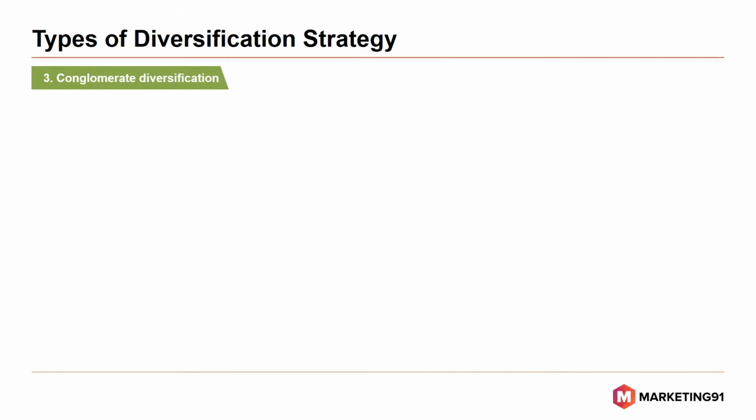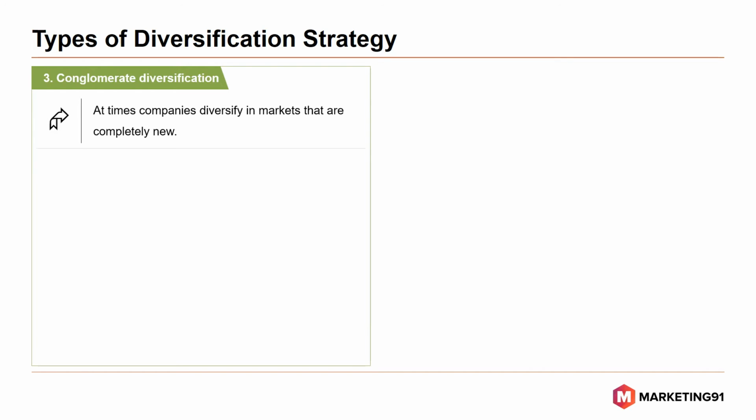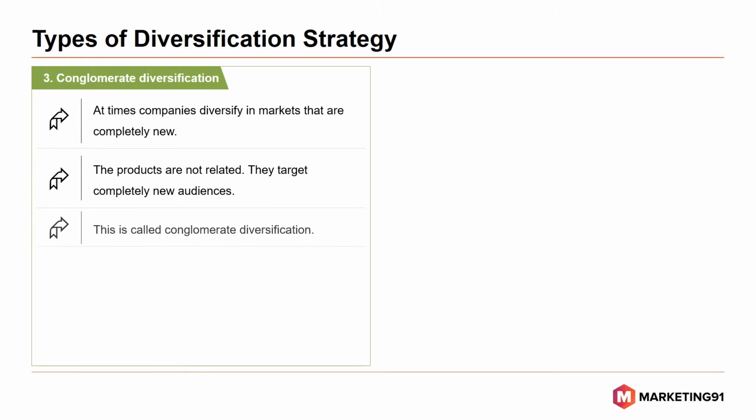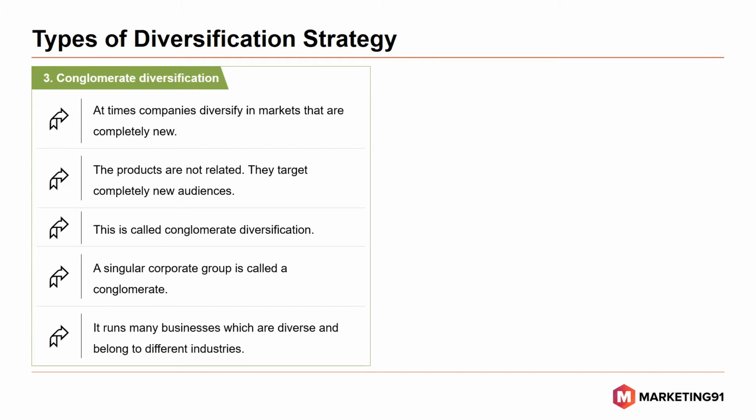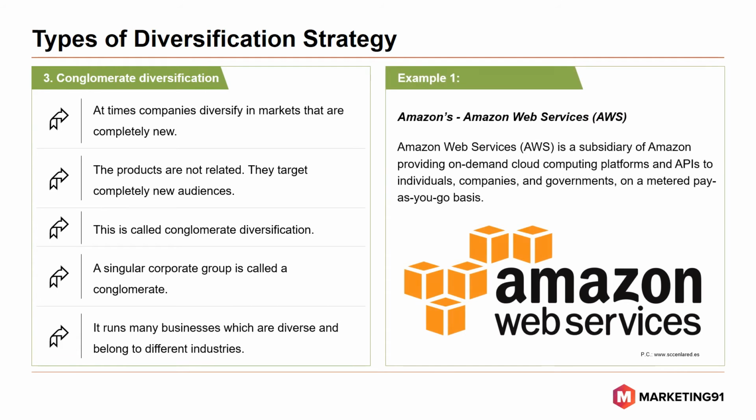Third, conglomerate diversification. At times, companies diversify in markets that are completely new. The products are not related. They target completely new audiences. This is called conglomerate diversification. A single corporate group is called a conglomerate. It runs many businesses which are diverse and belong to different industries. Example, Amazon's Amazon Web Services. Amazon Web Services is a subsidiary of Amazon providing on-demand cloud computing platforms and APIs to individuals, companies and governments on a metered pay-as-you-go basis.